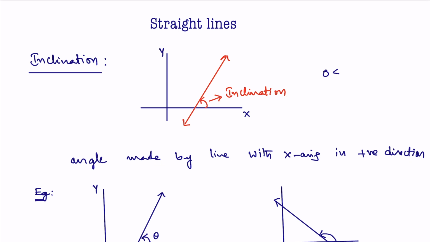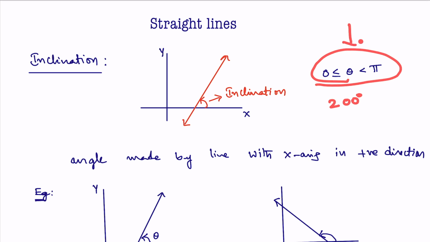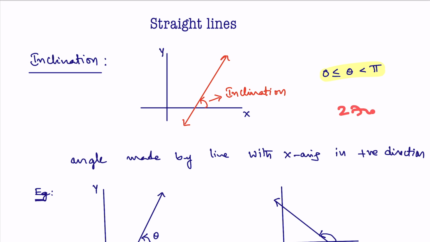Inclination always lies between 0 and pi. It cannot be pi also. Pi means 180 degrees. Inclination of a line cannot be 200 degrees, because inclination always lies between 0 and pi. Inclination 0 is possible, but pi is not possible; it is less than pi. So the range of inclination is this. While doing problems, if you see anywhere inclination is 270 degrees, you can eliminate that option.